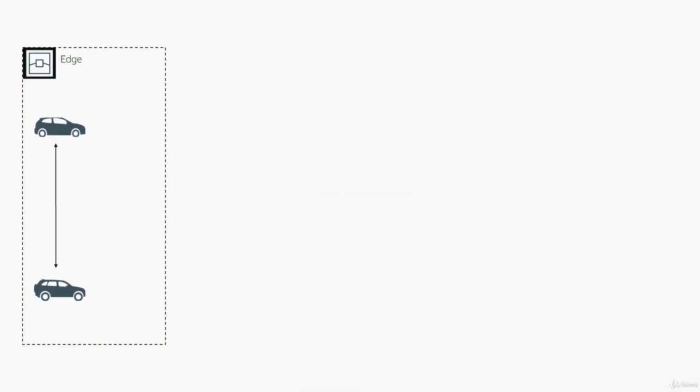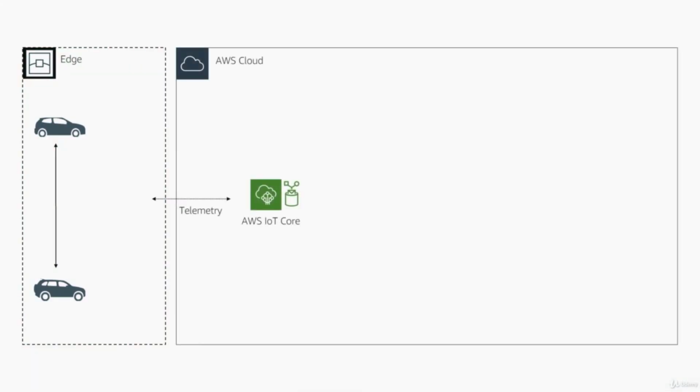What's up, builders? Welcome back. Earlier, I told you about the project. In this video, I'll show you the architecture that you will be building throughout the course. So, you will start with 2 fancy cars. You will download the codes and you will start to push telemetry data from these cars to AWS IoT Core.